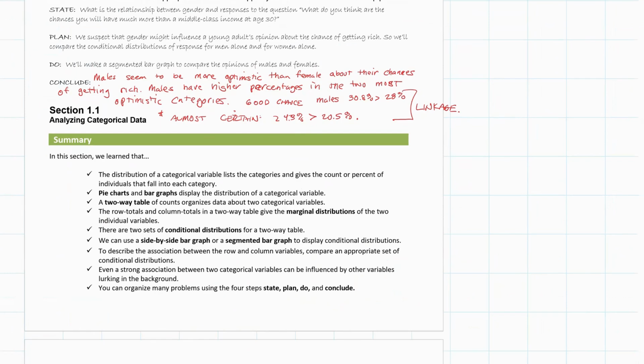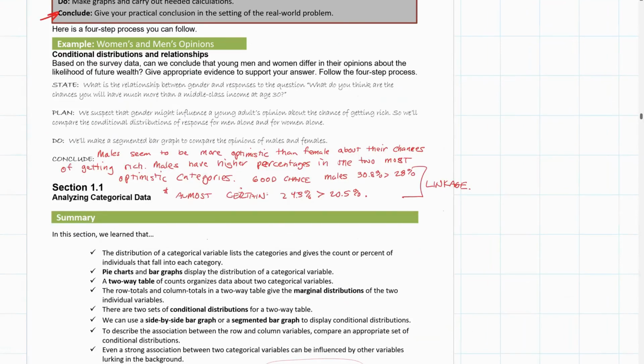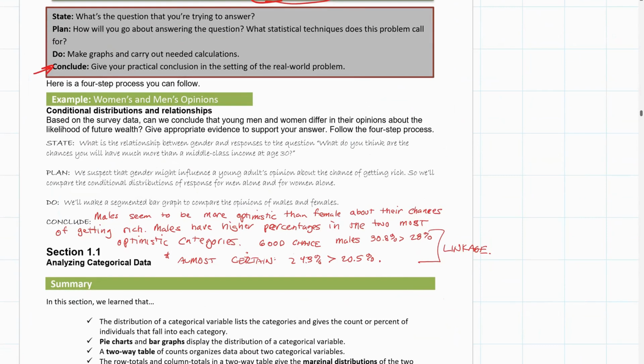We learned how to state, plan, do, and conclude, a four-step process for attacking statistical problems. We looked at how we could use two different conditional distributions to find an association between two categorical variables. Remember, we had said that this was important to us, like smoking and lung cancer. We looked at how to do marginal distributions. In other words, we got a lot of tools that we came across having to do with categorical variables.